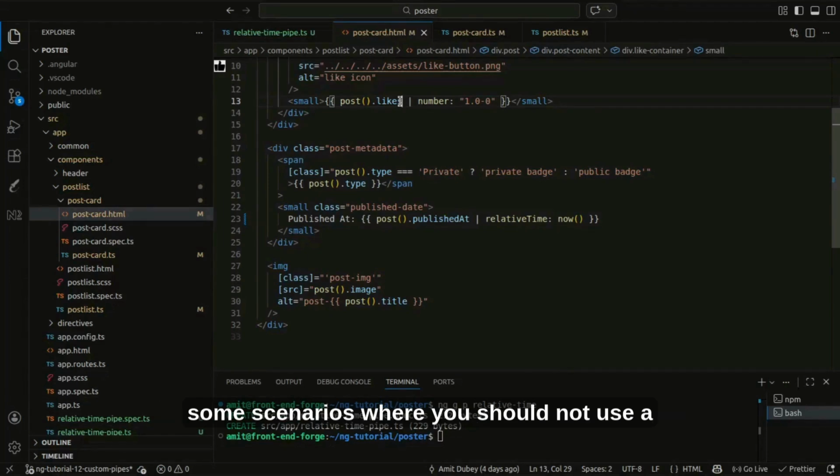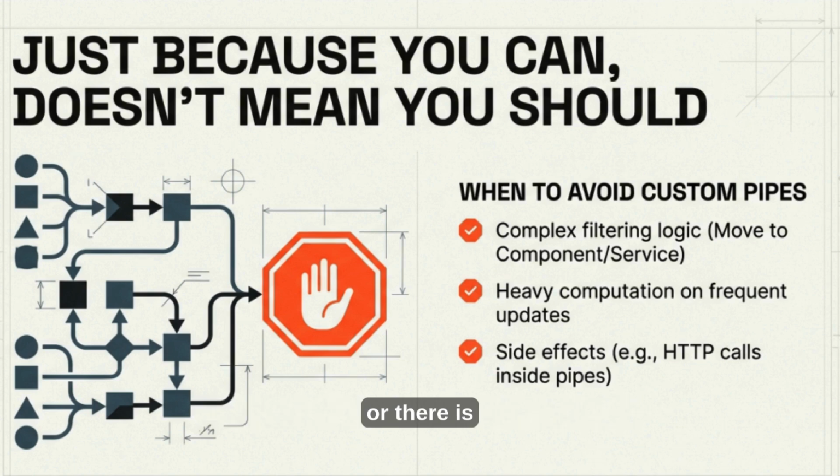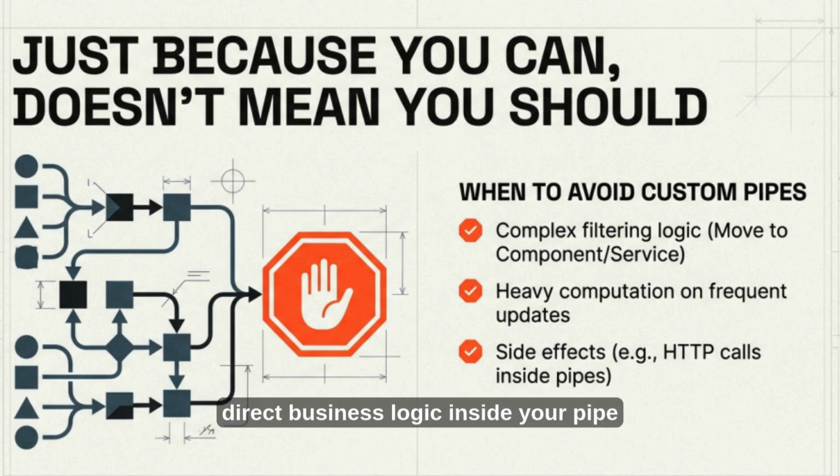There are some scenarios where you should not use custom pipes. For example, where the logic depends on external state, or filtering a large list, or if your pipe is performing expensive transformations or calculations, or there is a frequent calculation. You should not add direct business logic inside your pipe. You should have the business logic inside your components.